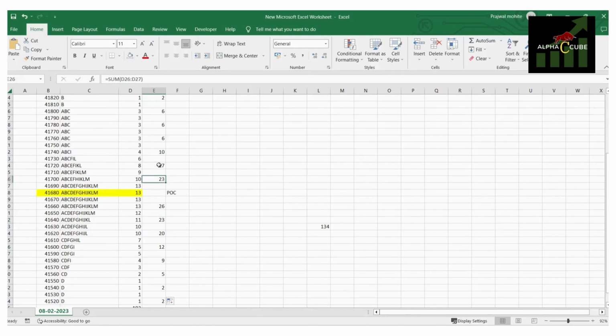So next let's see 17 and 20. So among 17 and 20, 20 is the higher number. So let's add 20 to 85. So now the total sum is 105.